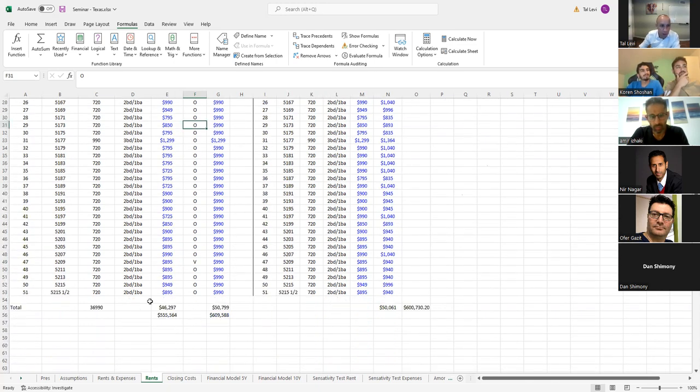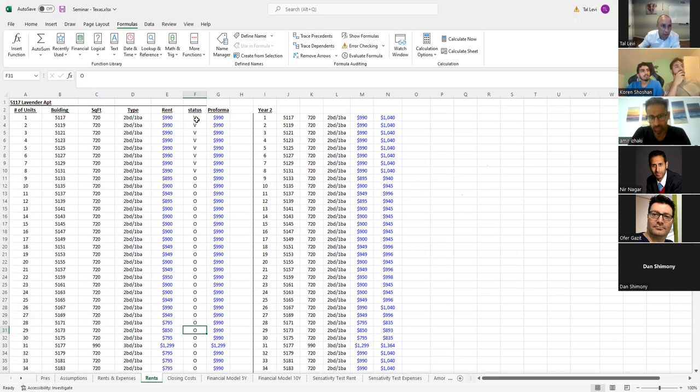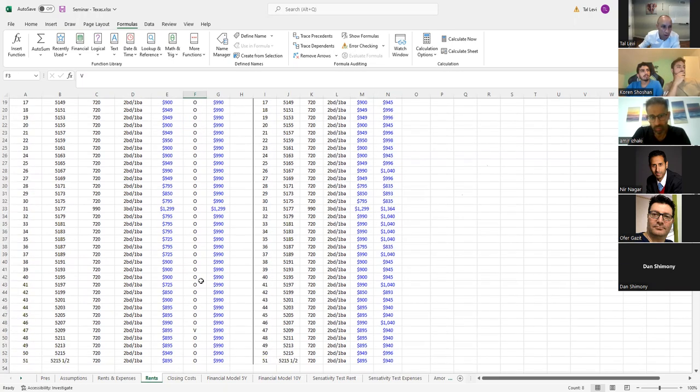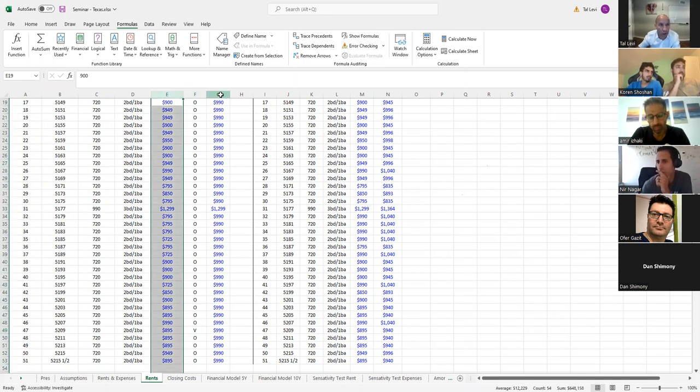This is a property with no vacancy. It looks like everything is rented. There is a vacancy here, vacant, and there is another vacant here. I know that they rented some of them. But column E, doesn't it reflect, or did I miss something, the current rent that you get? Column E is the current rent, G is potential rent.